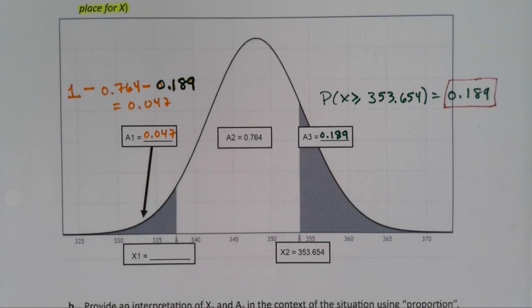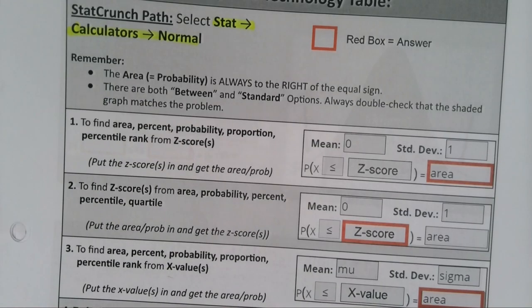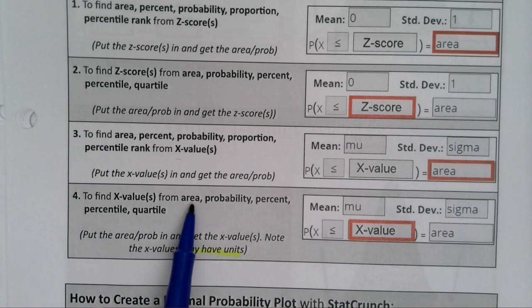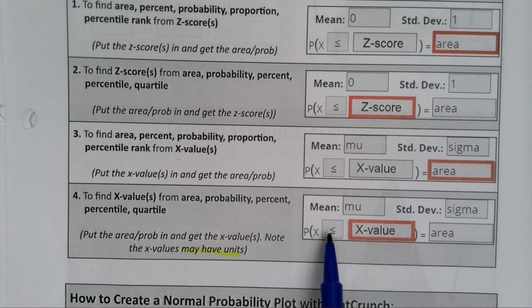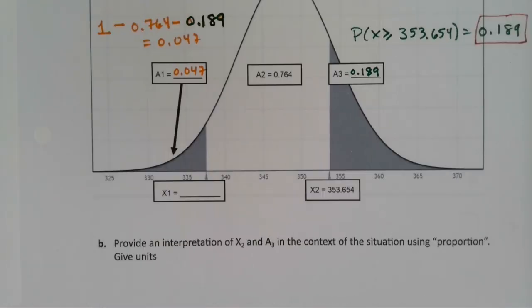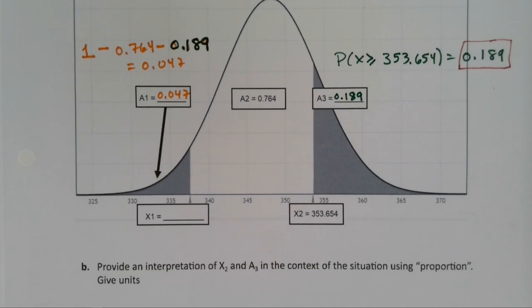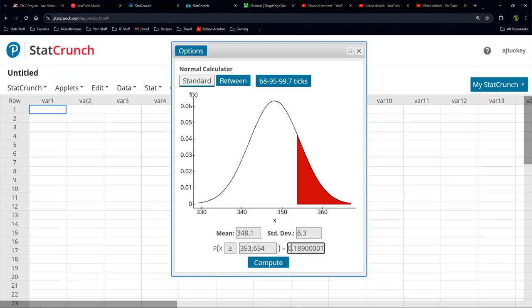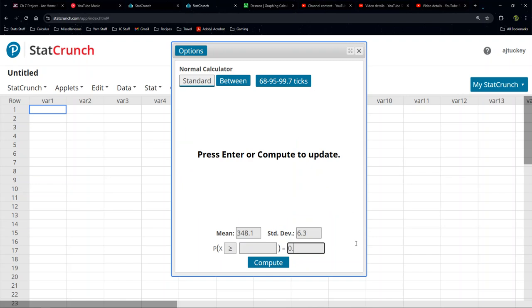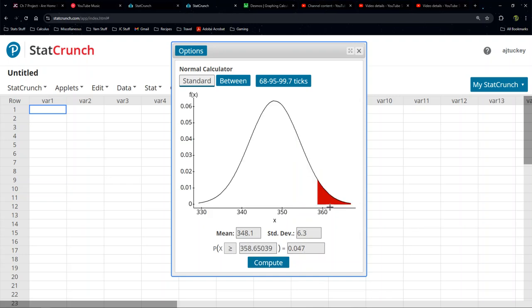Okay, now we know an area and we're looking for the x value. When you want to find an x value from the area, you put in your mean and standard deviation, you put your area always to the right of the equal sign, and it will give you the x value. You just want to make sure this points in the correct direction. All right, so let's go back to StatCrunch. We know the mean and standard deviation are put in already. We're going to put in the area of 0.047, but we don't want it to point right. If I point right, that doesn't look like it looks on the paper. I want it to be a left.